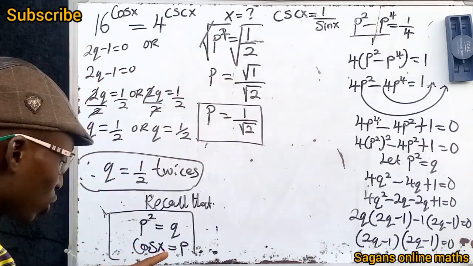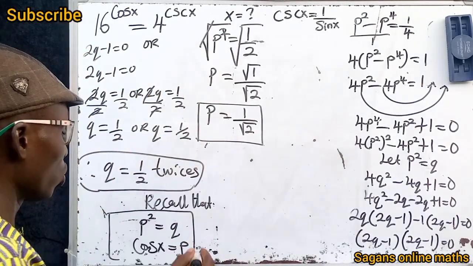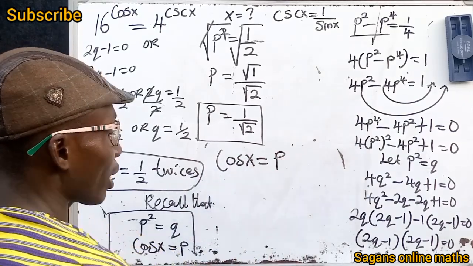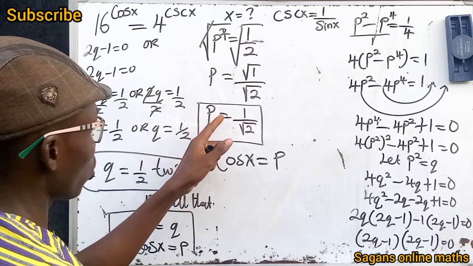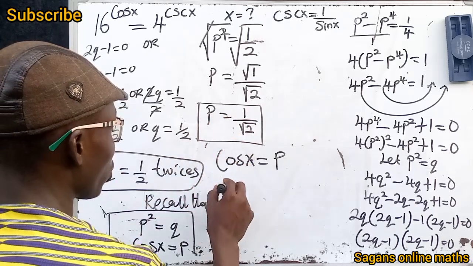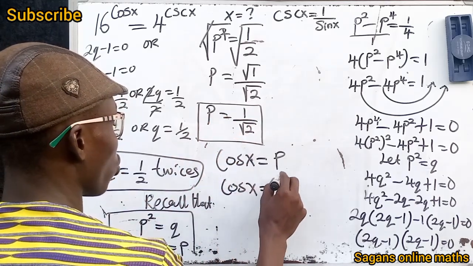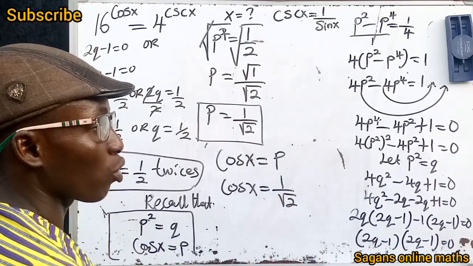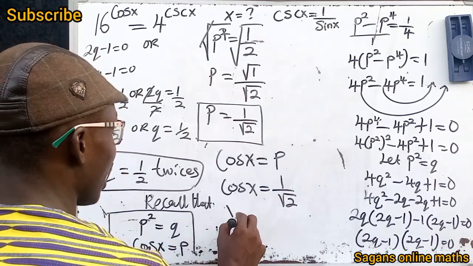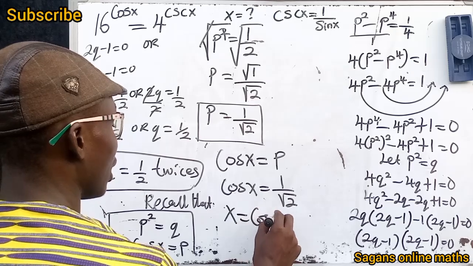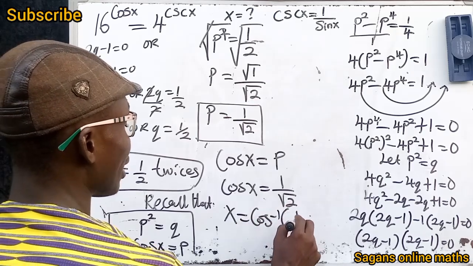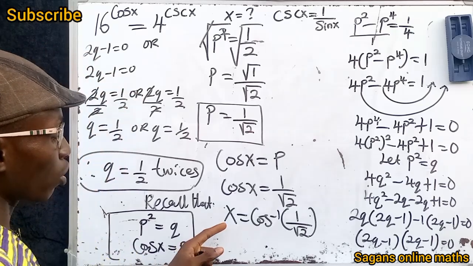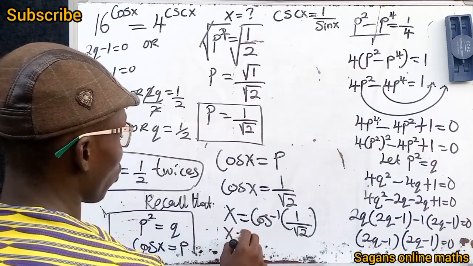Now you can see that from here we are getting the value of q and the value of p. So cos x is equal to p, and p is equal to 1 over root 2. That means cos x will be equal to 1 over root 2. Now let's take the inverse of cos so that I can have the value of x. That means x will be equal to cos inverse of 1 over root 2.